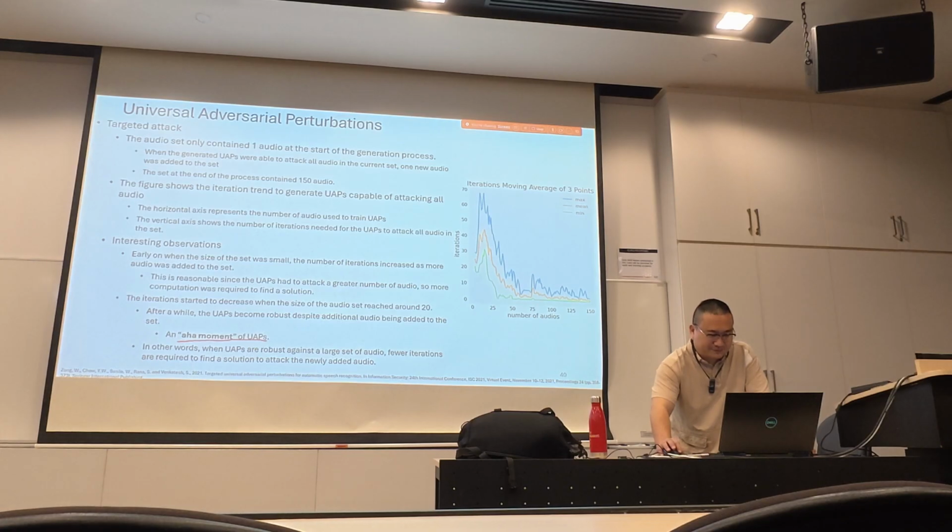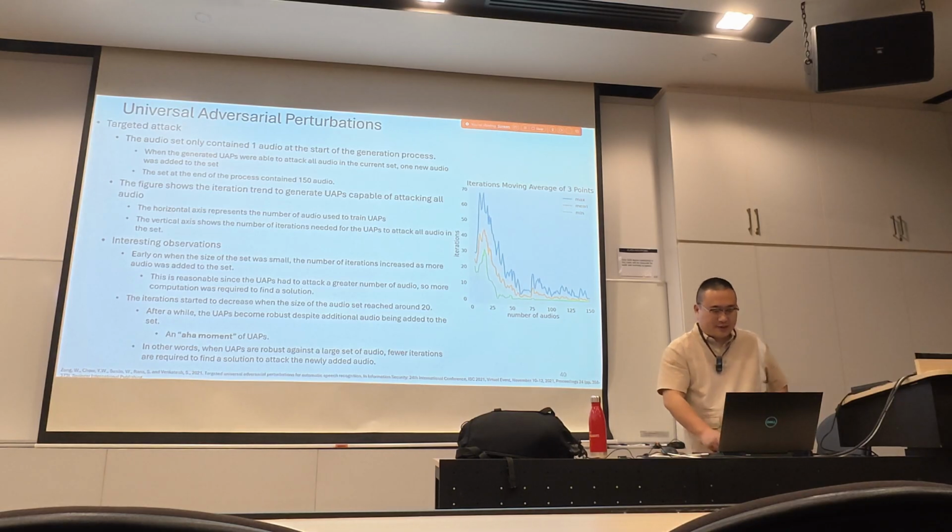It shows that when UAPs are robust against a specific set of audios, then it will be easier and easier for the UAPs to fool other new audios. This can be observed from this trend. So when UAPs are robust against a large set of audio, then we need few iterations to find a solution to attack newly added audios. So this is what we can observe when we generate the UAPs. Any question about this figure?